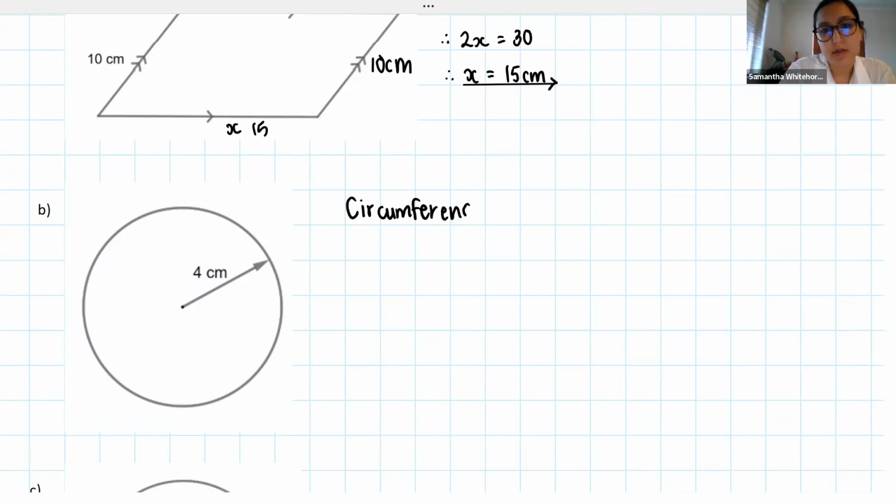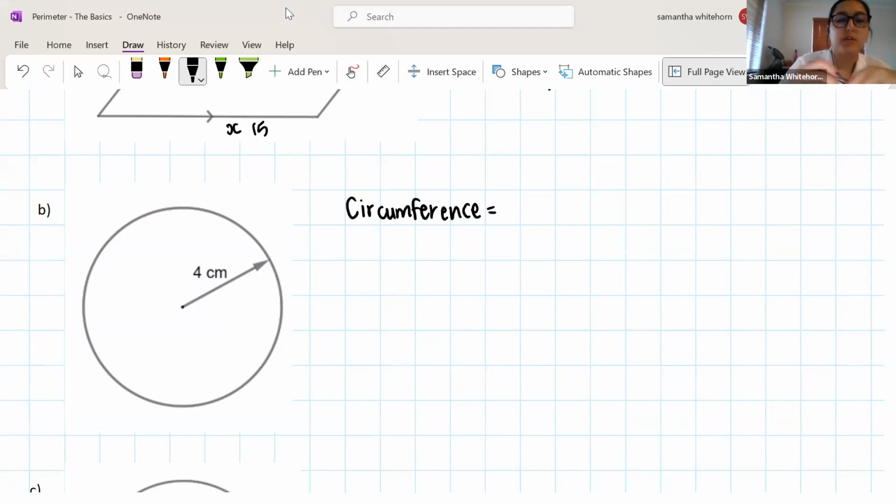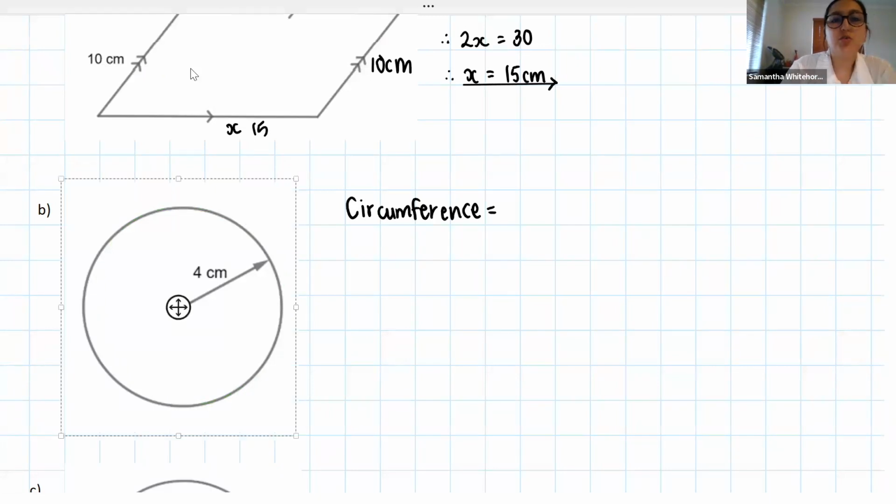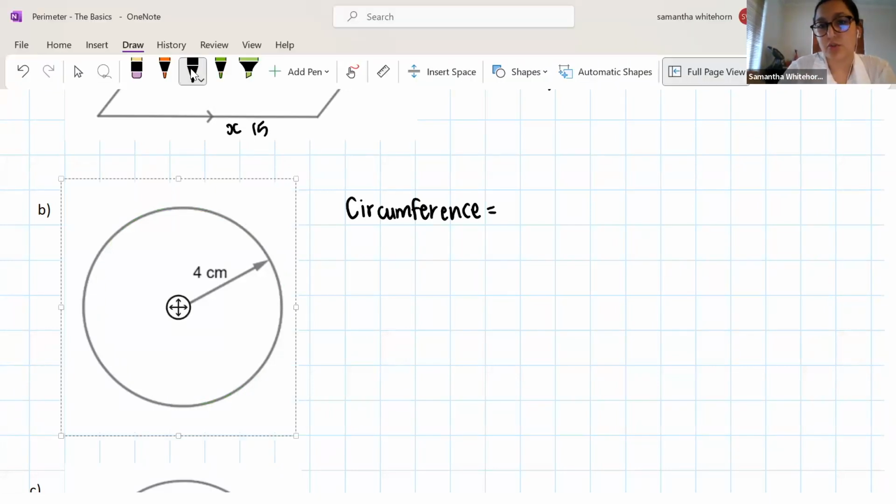Okay. So the circumference means the same thing as perimeter. It's just a special word that we use for a circle. So the circumference of the circle is this outside length of our circle. That's it. Special word for perimeter. Now there are two formulas that we use for circumference.